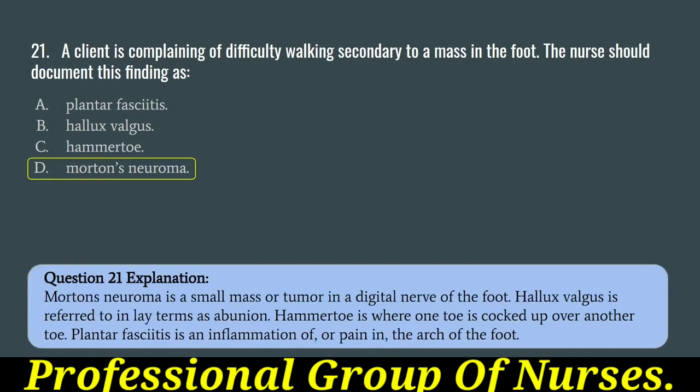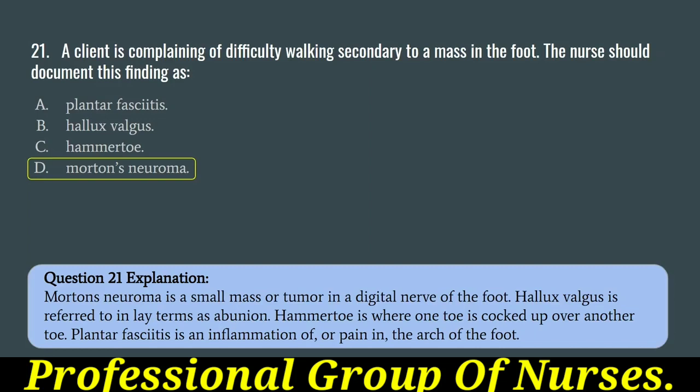Explanation: Morton's neuroma is a small mass or tumor in a digital nerve of the foot. Hallux valgus is referred to in lay terms as a bunion. Hammertoe is where one toe is cocked up over another toe. Plantar fasciitis is an inflammation of, or pain in, the arch of the foot.